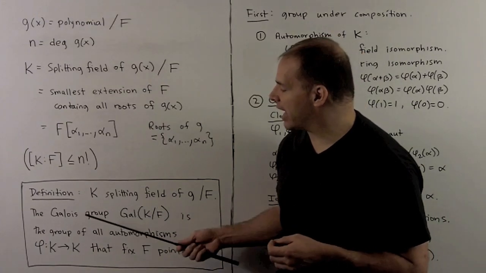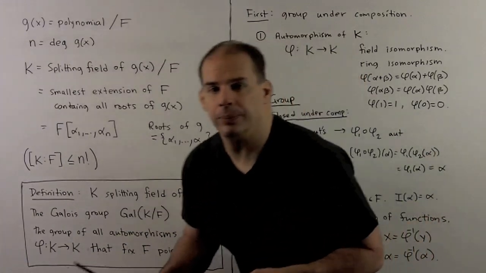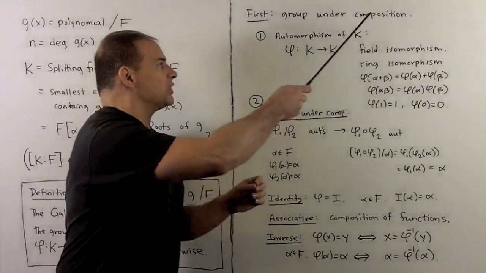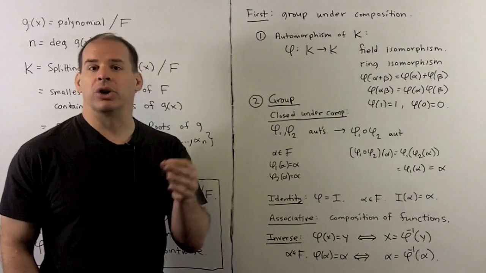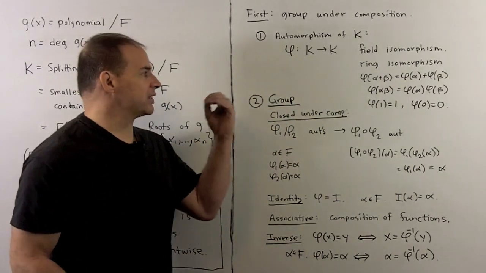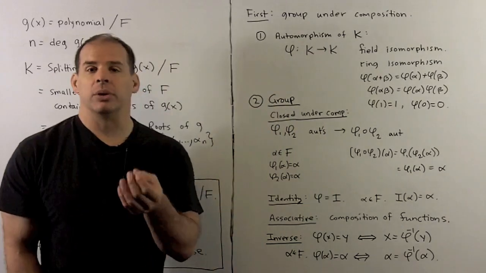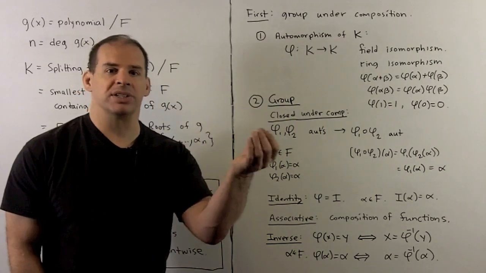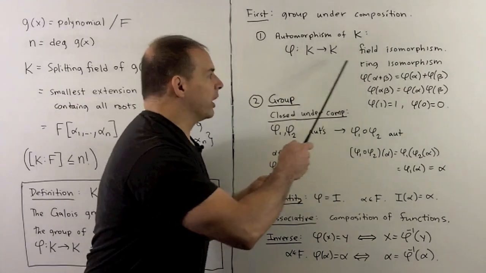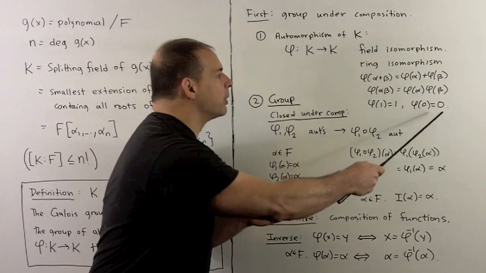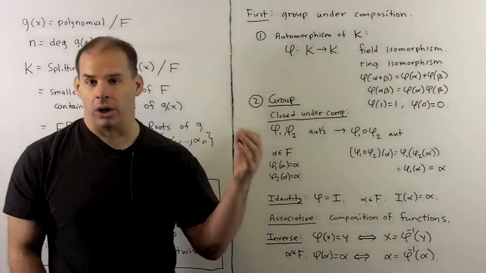First, let's check that this set is in fact a group. Now, the group operation is going to be composition. The elements are going to be automorphisms of K that fix F. So to be an automorphism of K, what do we need? Well, it's going to be a field isomorphism, K back to itself. So that means a ring isomorphism. So for a ring homomorphism, we have these 4 properties. And then we want one-to-one and onto.